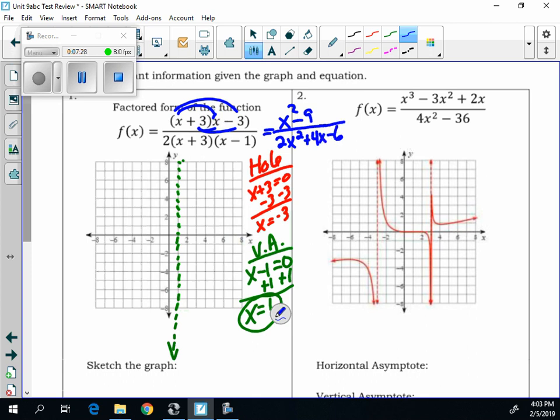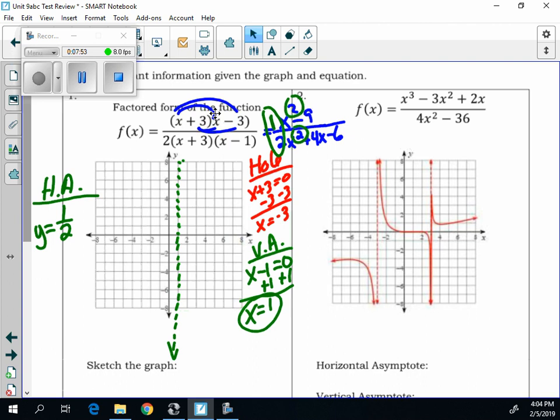Now we're doing horizontal asymptotes. We're looking at the biggest exponent of the numerator, 2. Biggest exponent of the denominator, 2. So they're matching, so we look at the coefficients, 1 over 2. So y equals 1/2 is the horizontal asymptote. Now I'm going to draw in a horizontal asymptote at y equals 1/2. That's a horizontal line. When you draw these, it's not going to be perfect, but I expect it to be good. So somewhere close to 1/2.